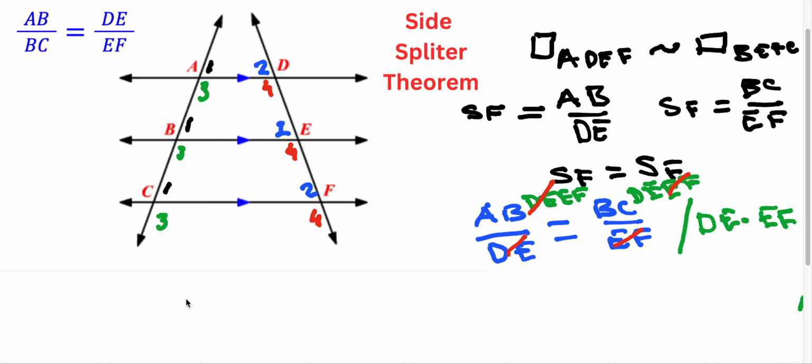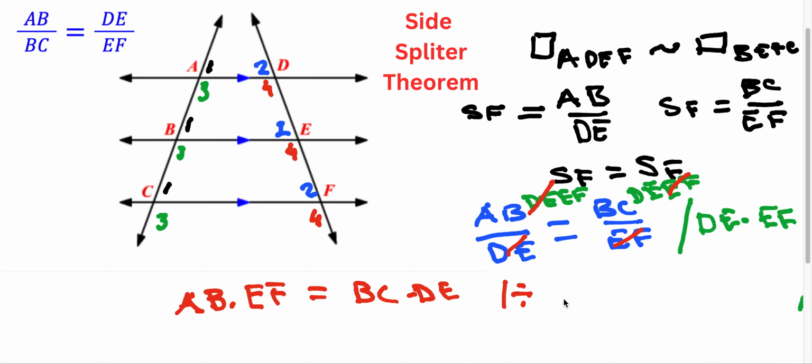What remains here? Here remains AB times EF is equal with BC times DE. And now here I am dividing everything by BC times EF. I'm dividing everything, and now when I divide everything, I have this way.